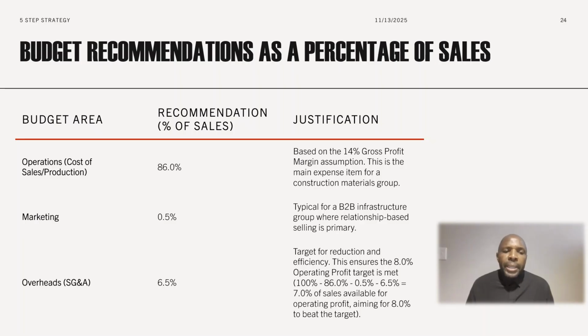And then overheads, we said 6.5%. That's the target for reduction and efficiency. This ensures that the 8% operating profit target is met. So if you look at 100 minus 86 minus 0.5 minus 6.5, it's 7% of sales available for operating profit, aiming for 8% to beat the target. So that's how we come up with this. These are only targets, but you must remember, you put these because if you don't put any goal, you don't put any targets, you will fall anywhere, basically.